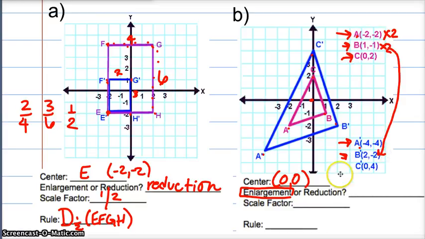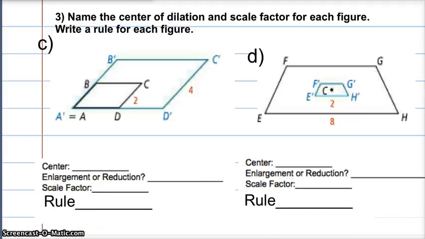Make sure that it holds true for C, and it does. So the scale factor here is 2, meaning that this is a dilation with a scale factor of 2, and the figure that was dilated was triangle A, B, C. Problem C and D, asking the same thing. It's asking for the center.